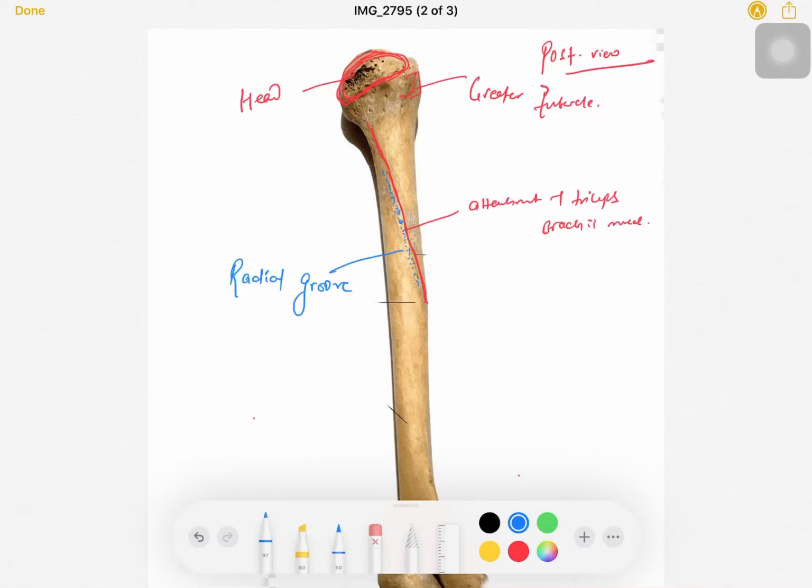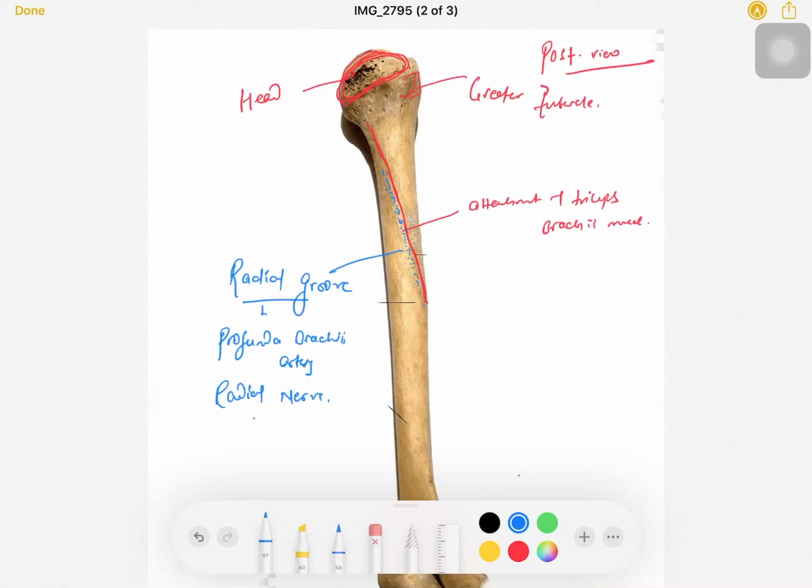It passes down until your deltoid tuberosity. I will also discuss the deltoid tuberosity. In this radial groove there is a passage of an artery, that is your profunda brachii artery, and one nerve also passes through your radial groove. That nerve is your radial nerve. This is an important question they will ask, like which artery and nerve pass through the radial groove.